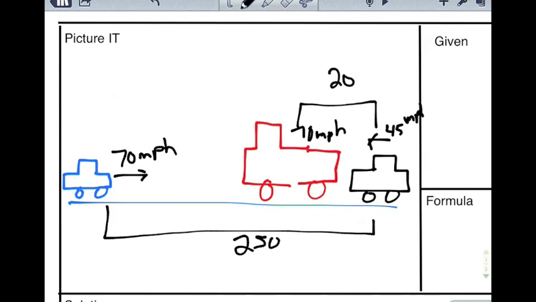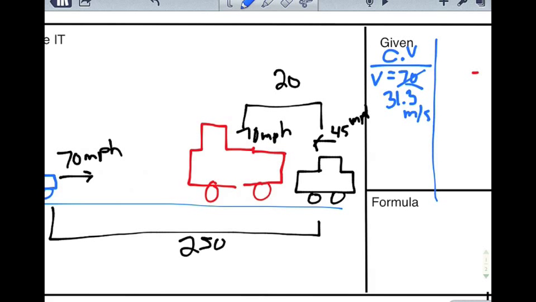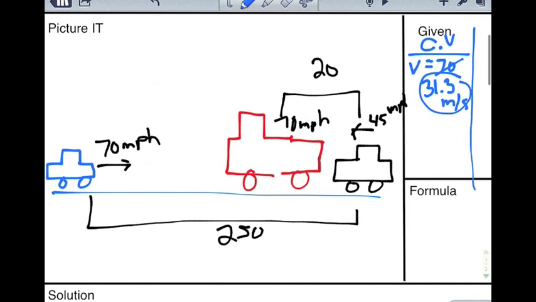The first thing we want to do is identify our given information for the different cars. So to start off with, we know that the blue car is going to travel at a constant velocity the whole time. That constant velocity is 70 miles per hour, or when we convert it, 31.3 meters per second. You should be familiar with conversion by now. So 31.3 meters per second.